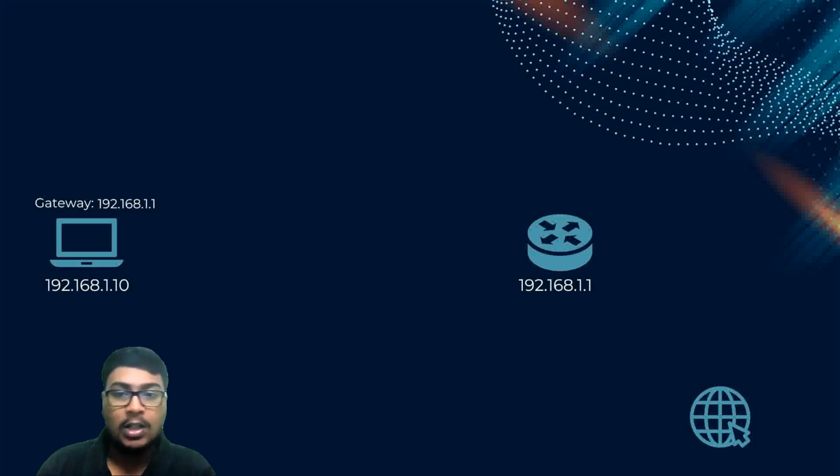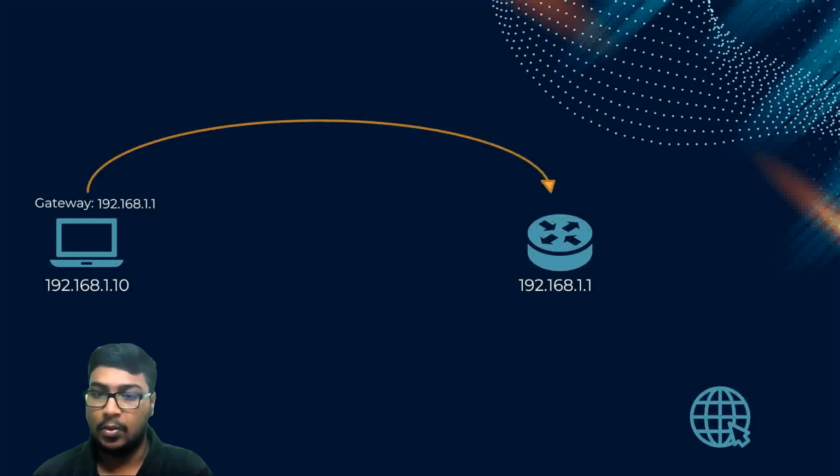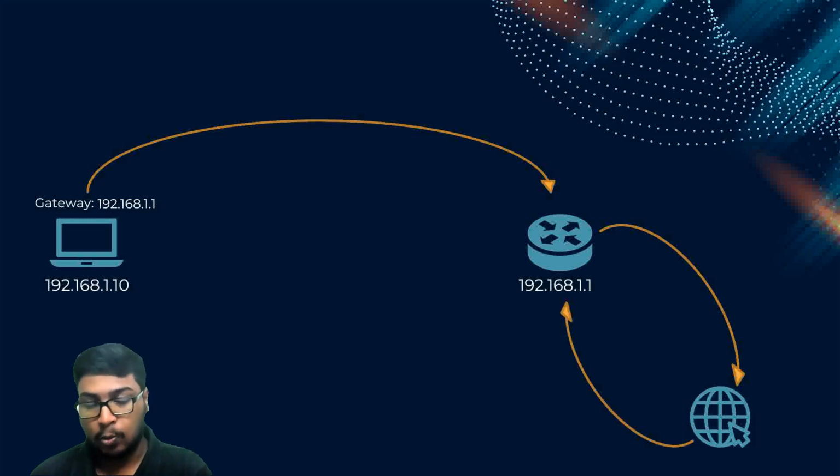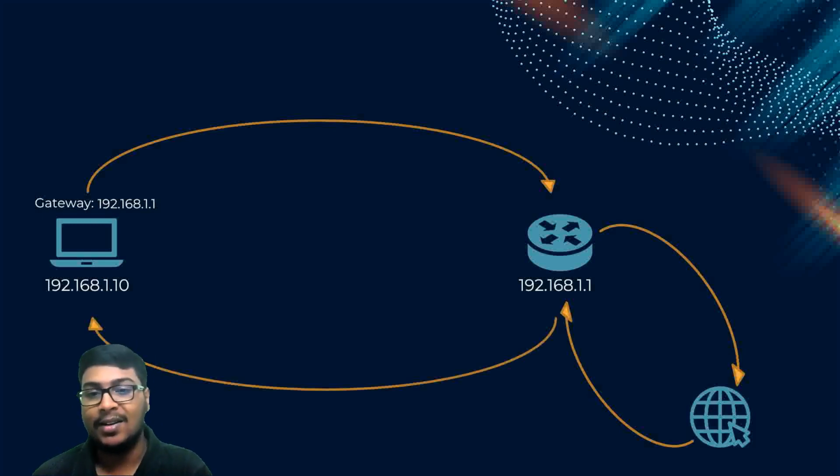So now in a typical communication flow, when this PC wants to access something over the internet, it will generate a request and send it to its gateway. The gateway will forward the request and take care of the communication over the internet, will fetch a response, and this response will be sent back to whichever IP address generated the request to the gateway. So this is a typical communication flow.